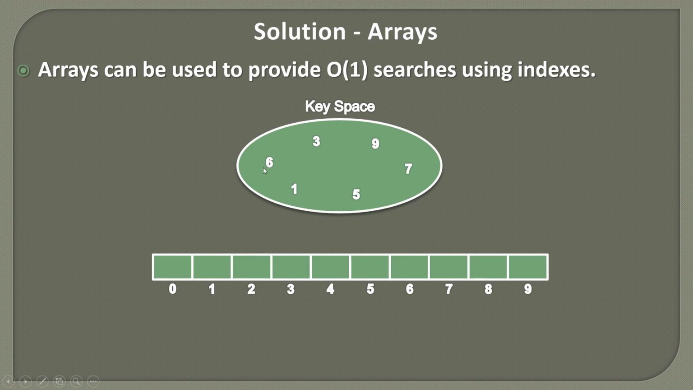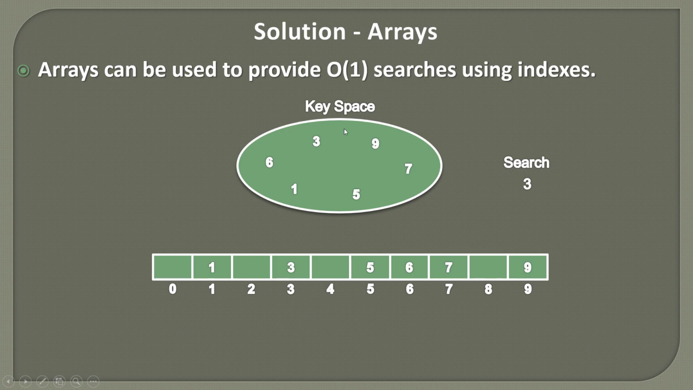And what we do here is, we take 6 and we store 6 at 6th index, 1 at first index, 3 at index 3, 5 at index 5, 9 at index 9, 7 at index 7. So we simply store all these elements into their respective indexes in an array. And let's suppose we are asked to search for the value 3. So we simply go to the third index of the array by accessing the array with index 3 and we see whether 3 is there or not.